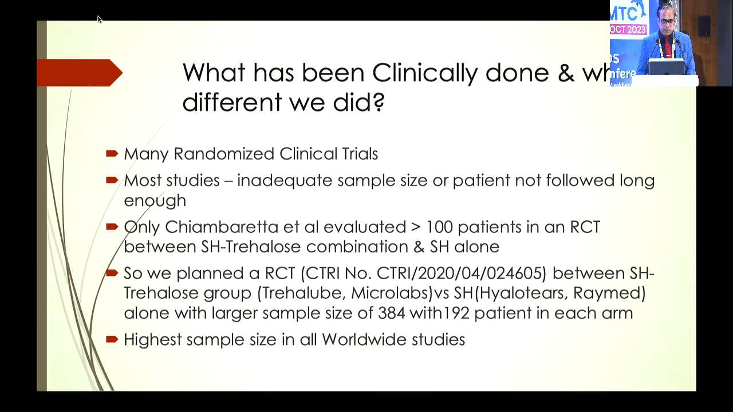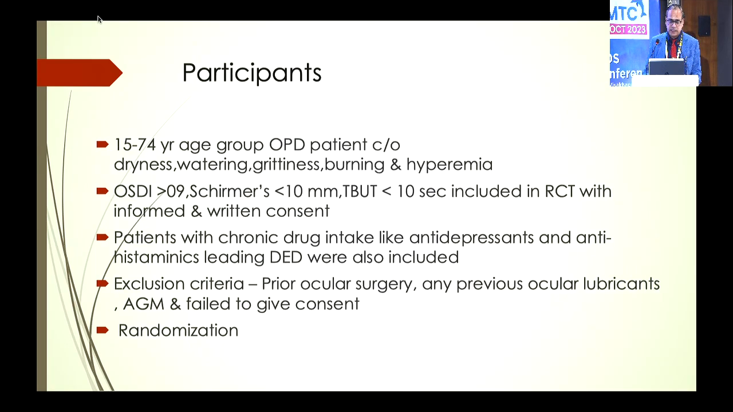So what has been done previously? There are many randomized clinical trials, but most studies have inadequate sample size or the patients were not followed for long enough. Only Chiambara et al. evaluated more than 100 patients in an RCT between a sodium hyaluronate trehalose combination and sodium hyaluronate alone. So we planned this RCT with a larger sample size of 384, with 192 patients in each arm. This is the highest sample size in all worldwide studies.